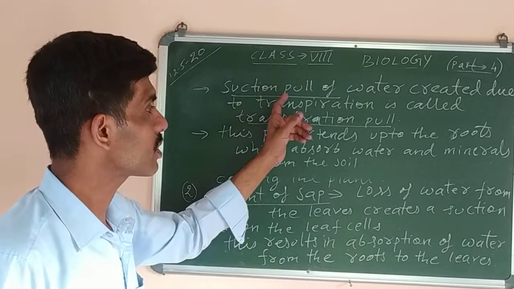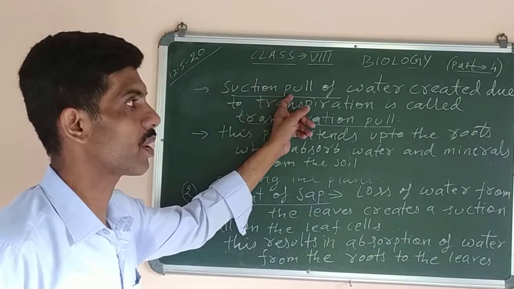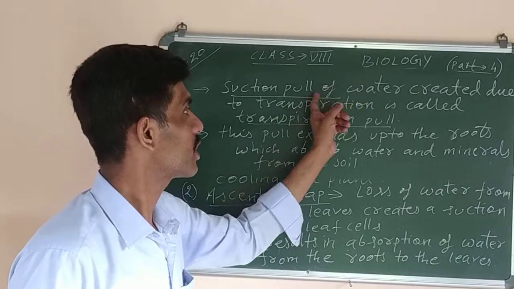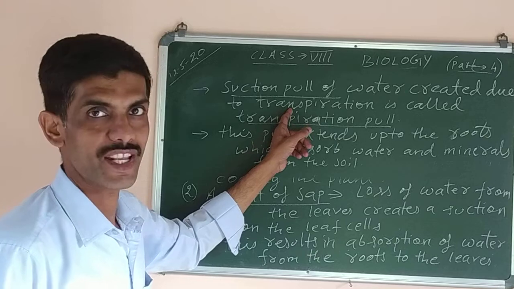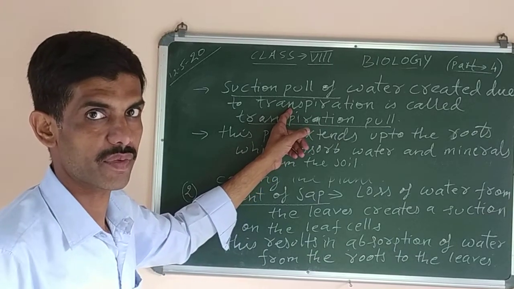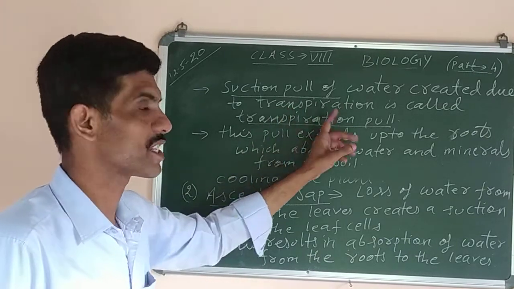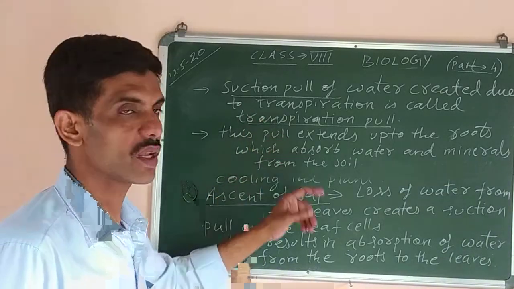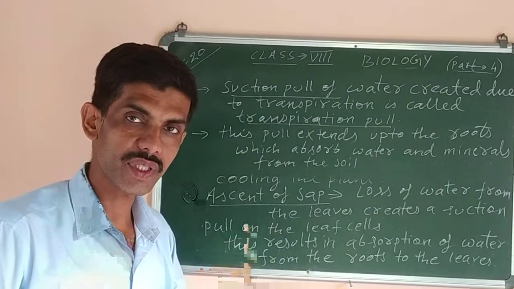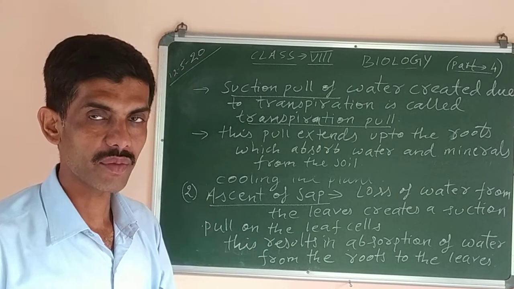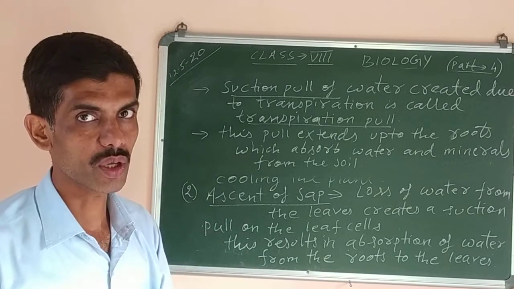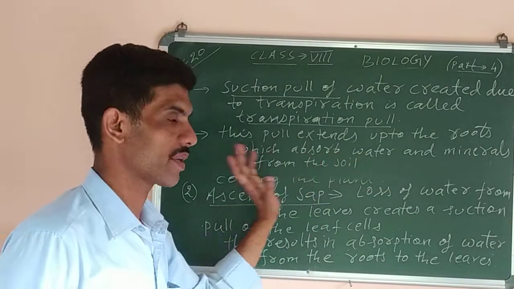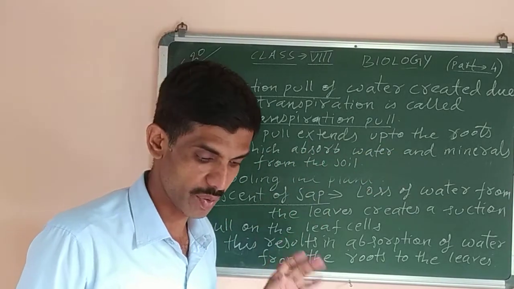Due to the suction pull of water, because the leaf cells are absorbing water, the suction pull created due to transpiration, because of loss of water from the leaves, is called transpiration pull. The word is transpiration pull, and this transpiration pull will extend from the leaf cells to the leaf xylem, then to the stem xylem, then to the root xylem. Means it will reach up to the roots, and the roots will absorb water and minerals from the soil. So we have understood this one.